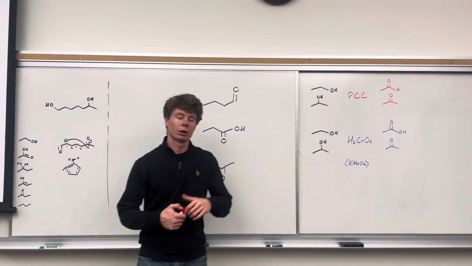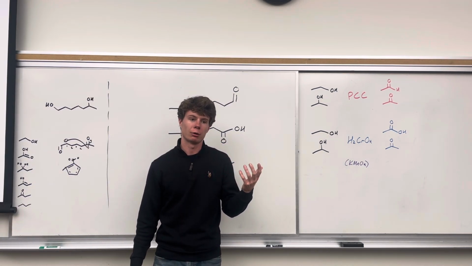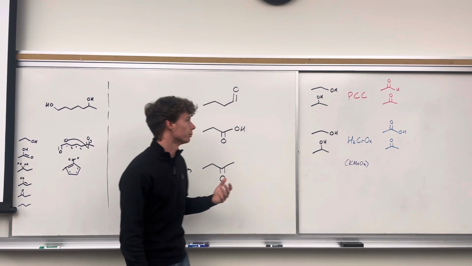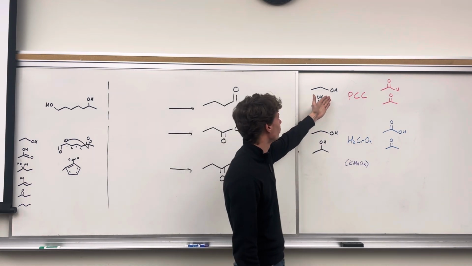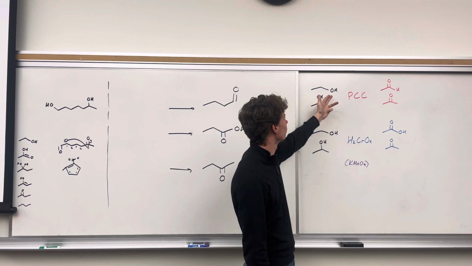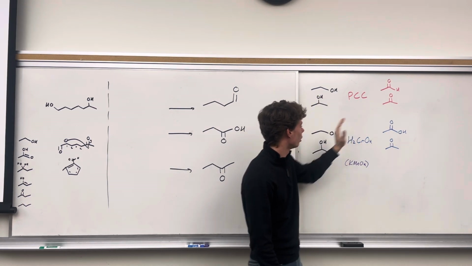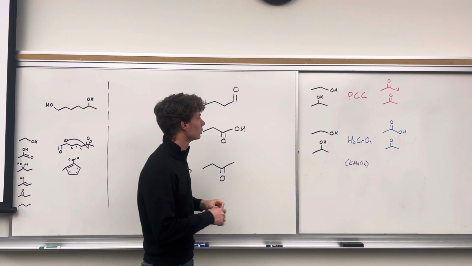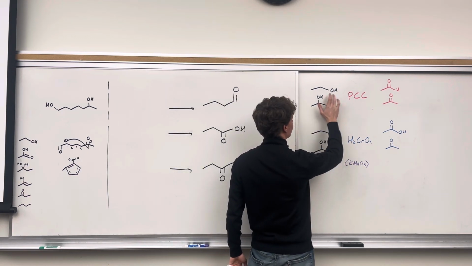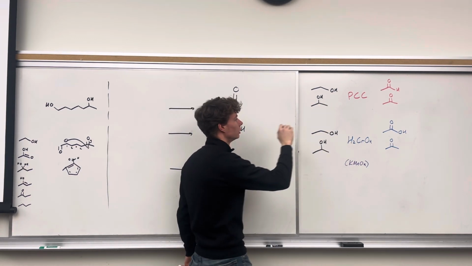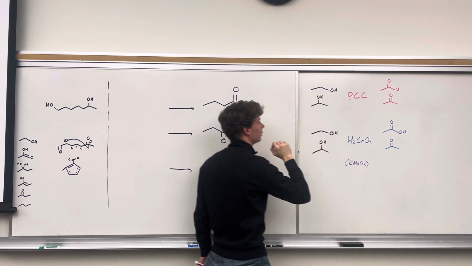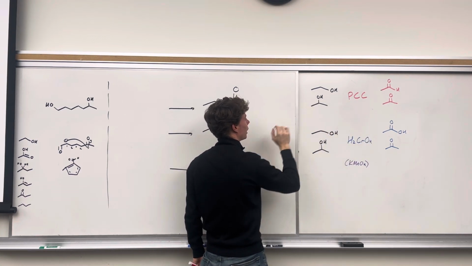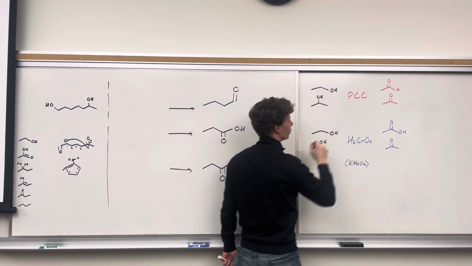Oxidizing agents, we're going to make more bonds to heteroatoms, fewer bonds to hydrogen. So notice that we are increasing the number of bonds to oxygen in all of these cases. PCC is going to oxidize a primary alcohol into an aldehyde and a secondary alcohol into a ketone.